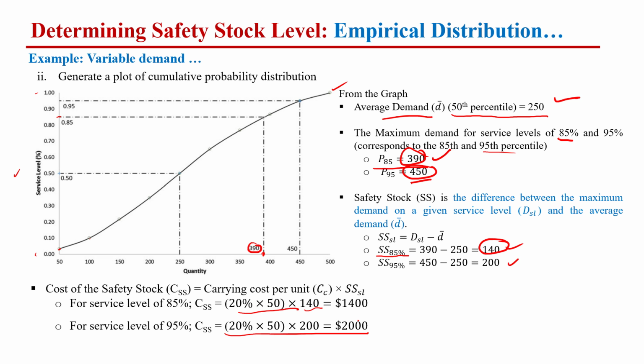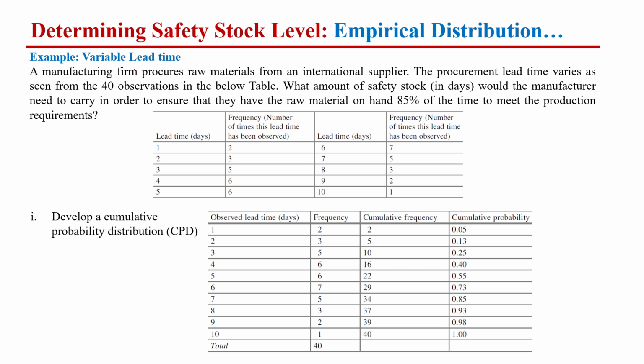Now let's discuss the second scenario, when the lead time is in a variable form. Now we are assuming that the demand is constant, but the lead time is in a variable form. The same concept we will use. As you can see over here, there were 2 times when the lead time was 1 day, and 3 times when the lead time was 2 days. We have collected the historical data, and based on that data, we would like the service level to be 85%.